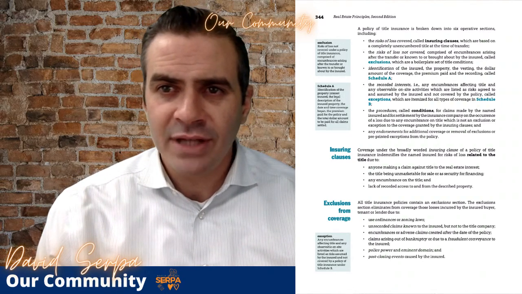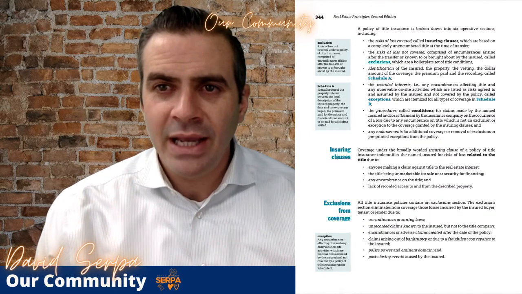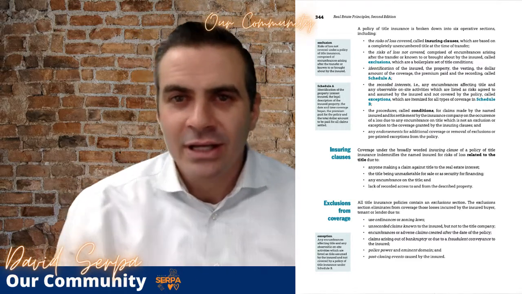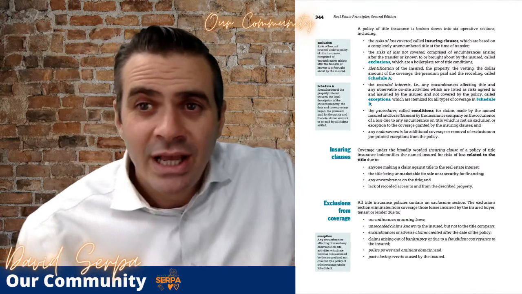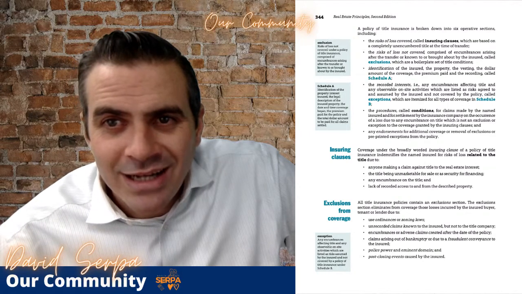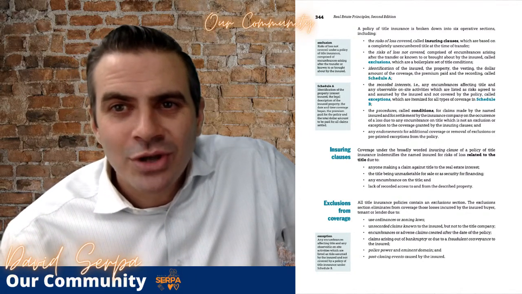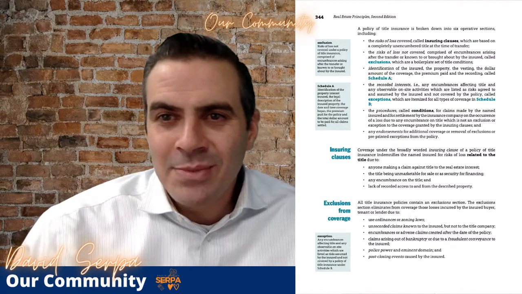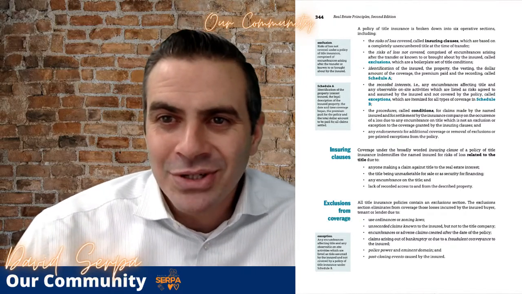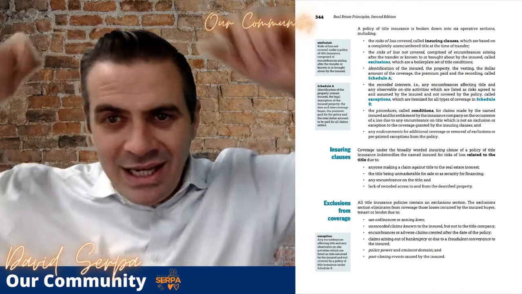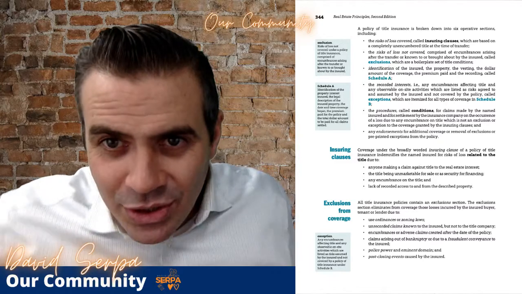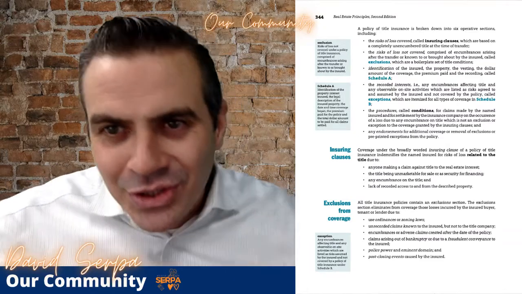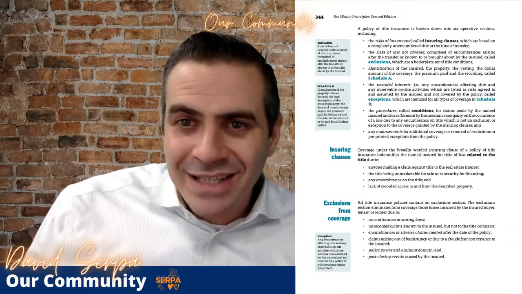Identification of the insured, the property, the vesting, the dollar amount of the coverage, the premium paid, and the recording, called Schedule A. The recorded interest, i.e. any encumbrances affecting title, and any observable on-site activities which are listed as risks agreed and assumed by the insured and not covered by the policy, called exceptions, which are itemized for all types of coverage in Schedule B. The procedures called conditions for claims made by the named insured and for settlement by the insurance company on the occurrence of loss due to any encumbrance of title which is not an exclusion or exception to the coverage granted by the insuring clauses, of course, and any endorsements for additional coverage or removal of exclusions or pre-printed exceptions from the policy.